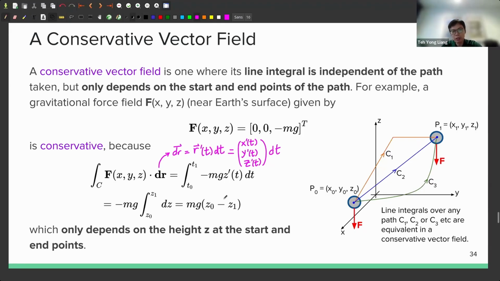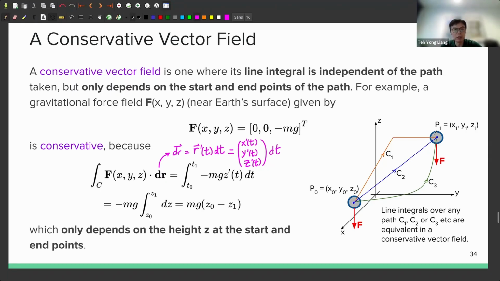Okay, so basically, this is trying to tell you that I don't care what path C you take. It is only dependent on the height at z0 and z1, meaning it is only dependent on the height of the start and end points. So this is a characteristic of the conservative vector field, whereby the line integral is independent of the path taken. I don't care whether it is path C1, C2, C3, or whatever. You can curl all over the universe, then come back to the same end point and start point, and it is going to be the same line integral.